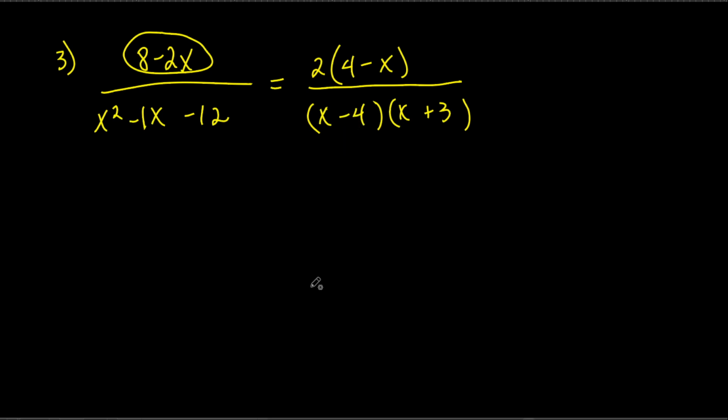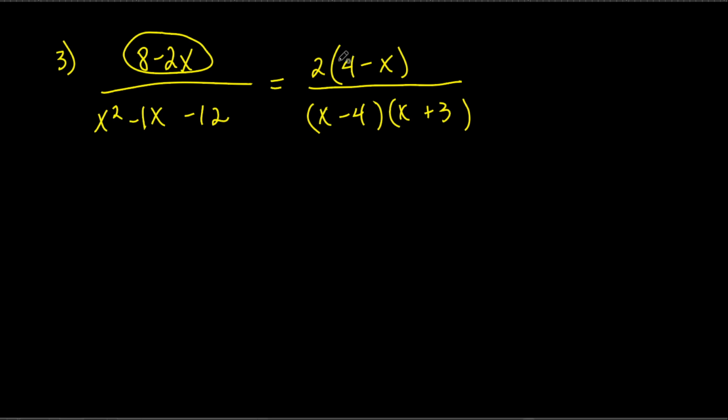All right. Now, let's do this. Does anything cancel out here? Is 4 minus x the same as x minus 4? No. Because right here, the x is negative. Right here, the x is positive. Right here, the 4 is positive. Right here, the 4 is negative. So here's what we're going to do.